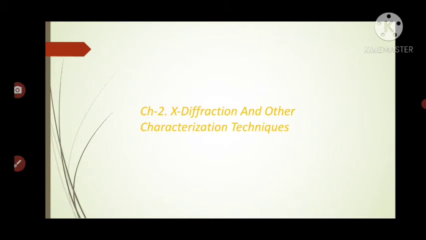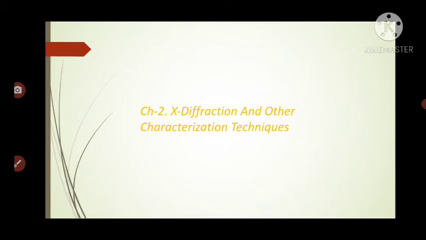The second part is the characterization techniques. In this part, the topics include thermogravimetric analysis, ultraviolet-visible absorption spectroscopy, and ultraviolet photoelectron spectroscopy, that is, the principle of these and the instrumentation. The next part is the scanning electron microscope and the scanning tunneling microscope. So all of this will be seen in this chapter.